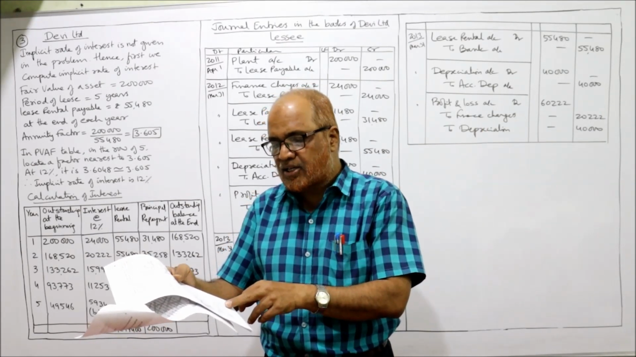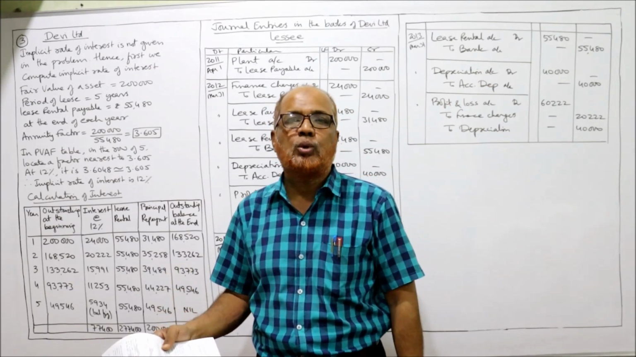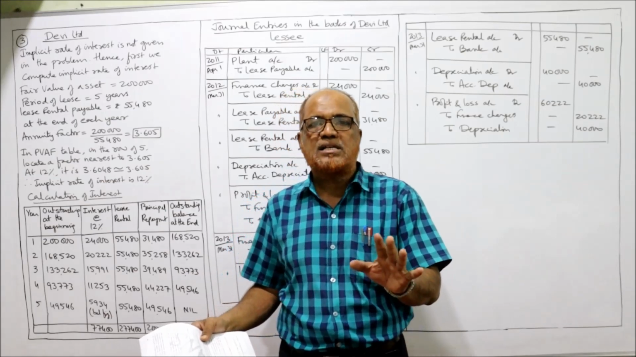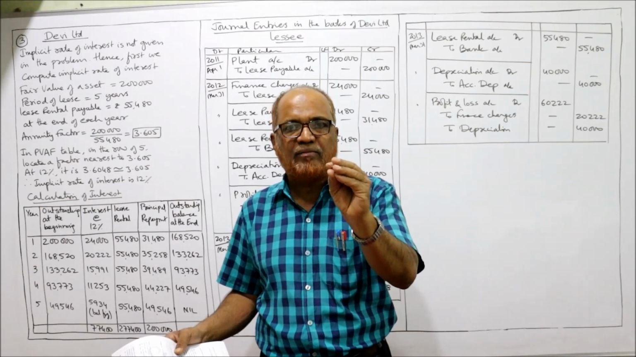Show how this transaction would be journalized in the books of Devi Limited for the first 2 years. Only we have to pass the journal entries for the first 2 years. Actually lease term is 5 years.